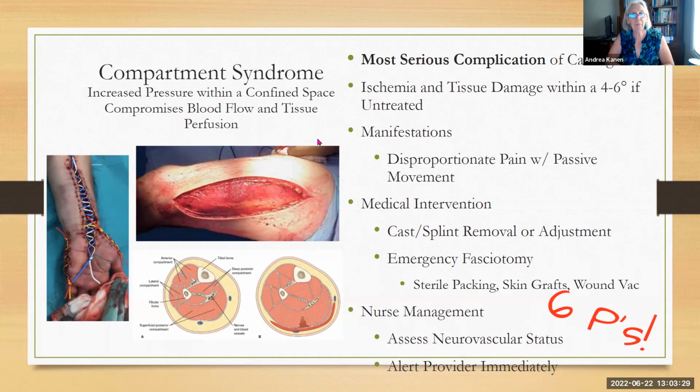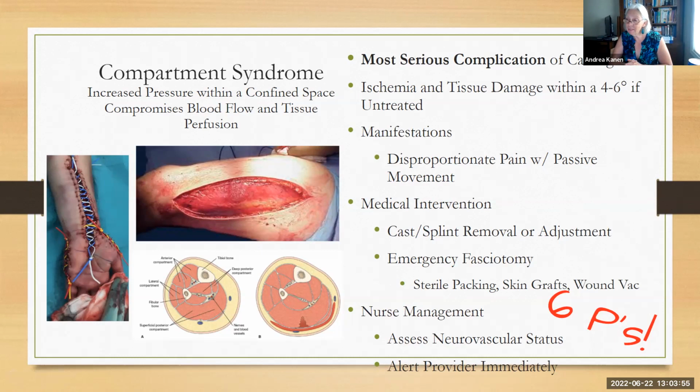Emergency fasciotomy, and this is exactly what you're seeing right here. They're just going to open it up and let that drain and get some blood flow back in there. So would you like to guess what all we're going to do here? Nursing management. What are we going to do?